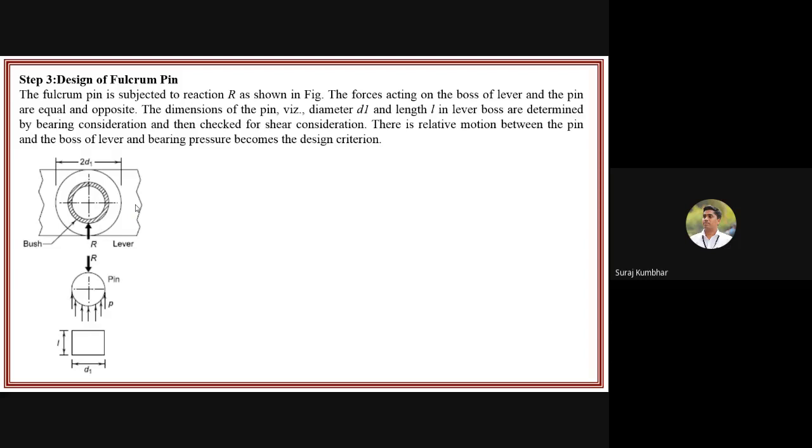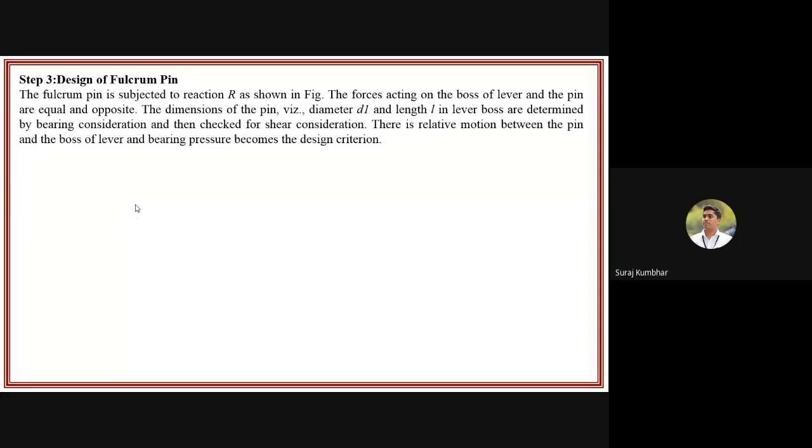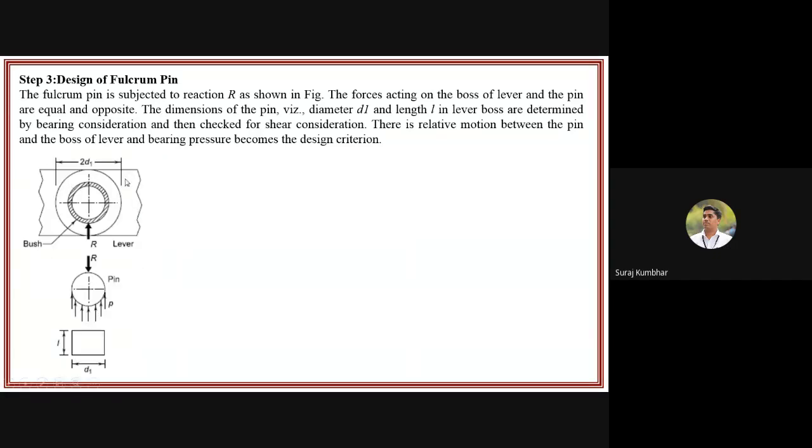Now the fulcrum pin is subjected to the reaction R as shown in the figure. Here you can see the fulcrum pin, and the hatched part is the bushing. There is a relative motion between the pin and the bushing, and R is the fulcrum pin reaction. The inner diameter is d1 and the outer diameter is 2 times d1. The forces acting on the boss of the lever, the boss being the outer part, and the pin are equal and opposite.